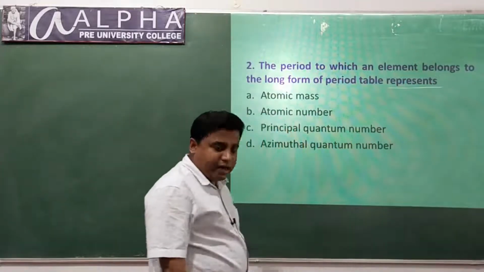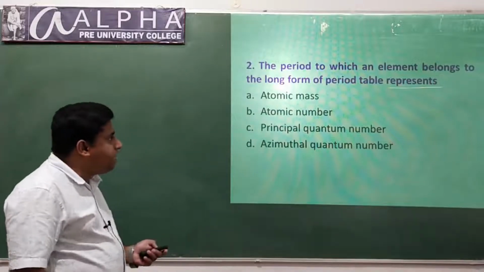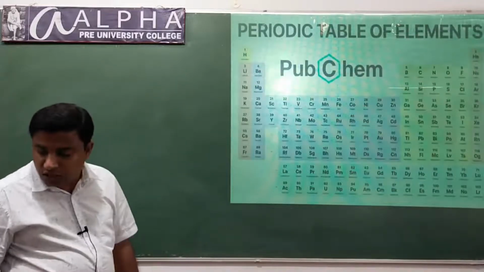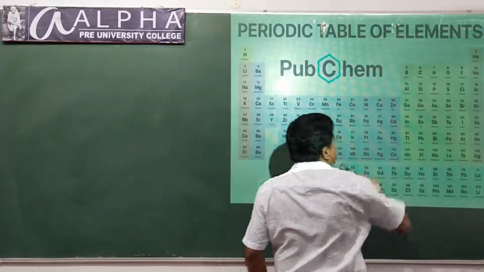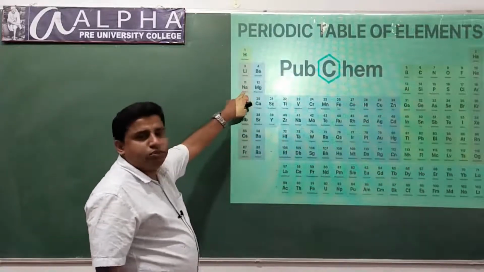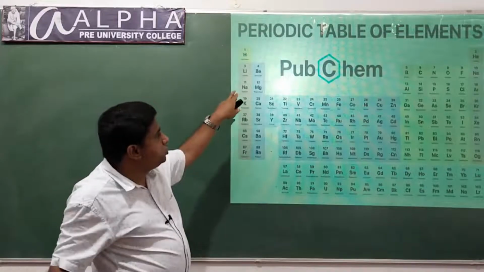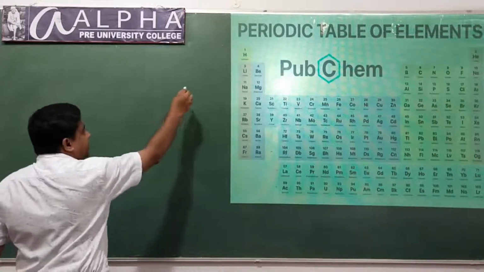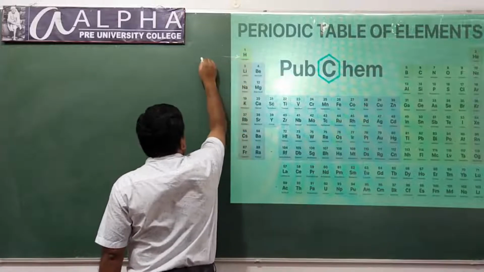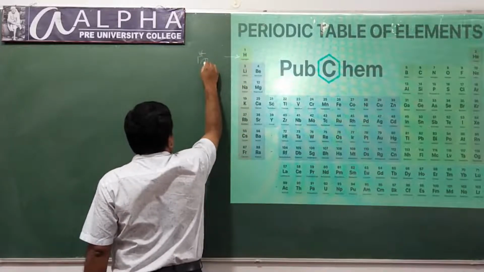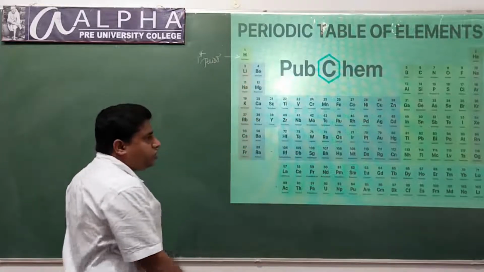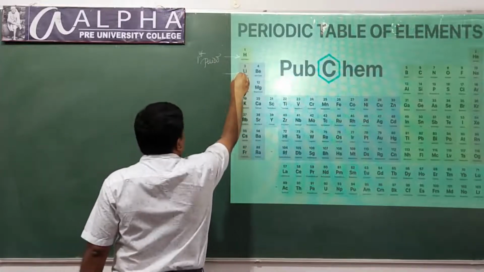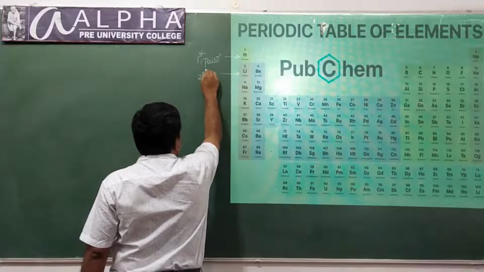Period number indicates. Okay, now let us go back to the periodic table. Let us say select any element. Say, if I take up sodium, which period does sodium belong to? See, hydrogen and helium are the first period. Lithium, beryllium, boron, carbon, nitrogen, oxygen, fluorine and neon are the second period. These are second period elements.